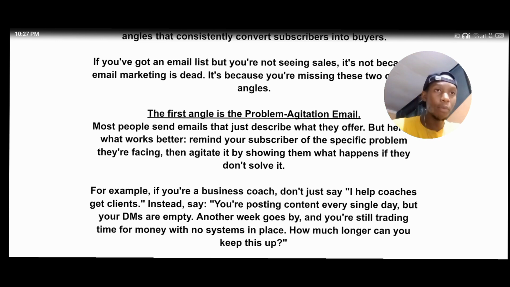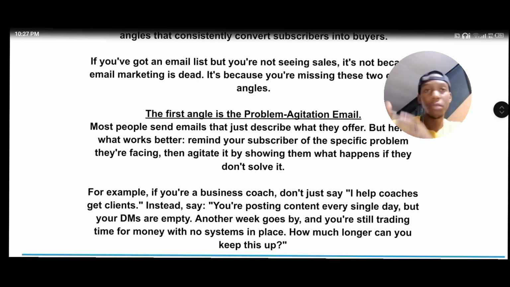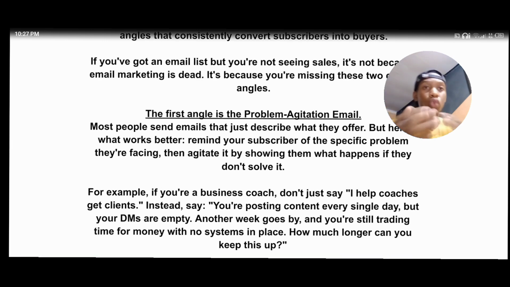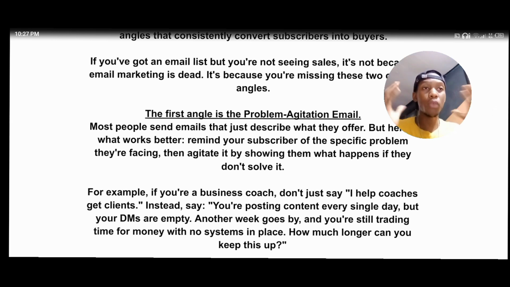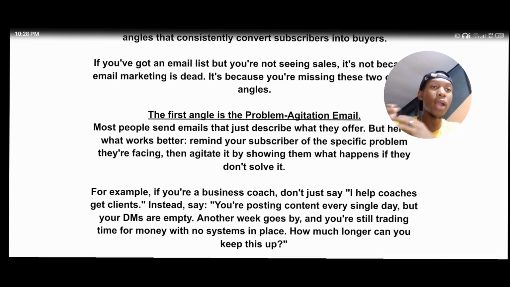So for example, if you're a business coach or maybe a consultant, okay, don't just say that I help coaches get clients. So instead, what you have to do is that you just paint them a picture, okay? Show them that you understand their problem or their pain point, and then you agitate the problem. How? By showing them what happens if they don't solve the problem or the pain point.